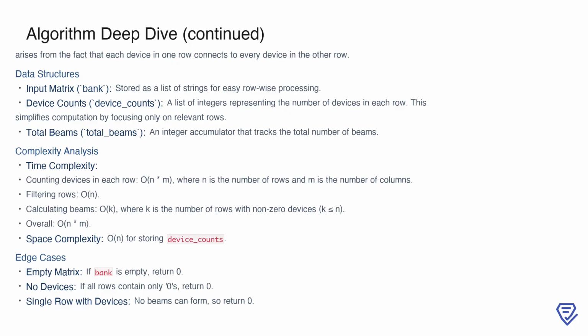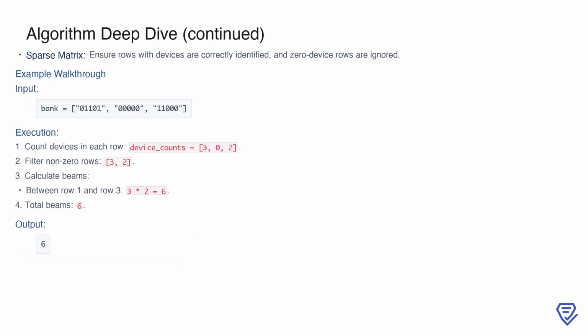Key edge cases include handling an empty matrix, matrices with no devices, and situations where there's only one row with devices, as no beams can form in these scenarios. It's also important to account for sparse matrices, where many rows may have no devices, ensuring that only rows with devices are included in our calculations.